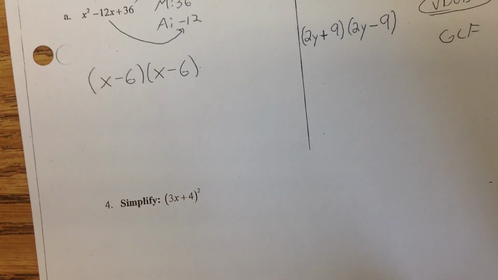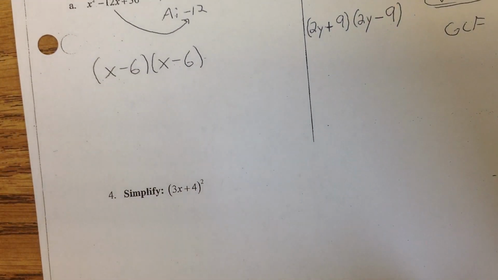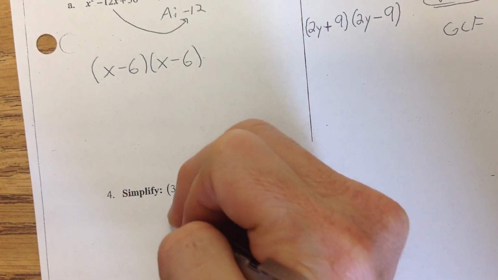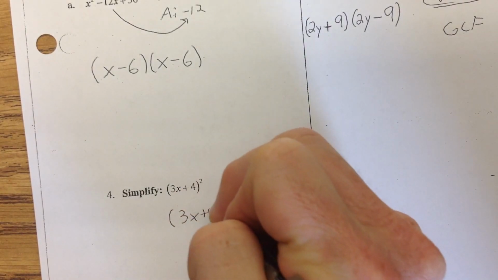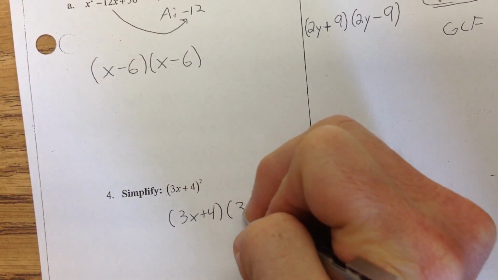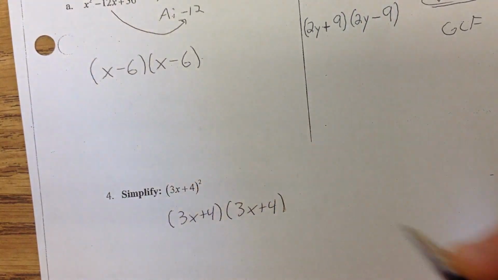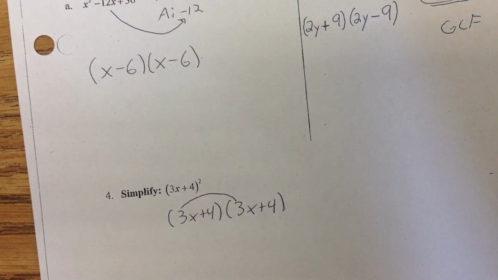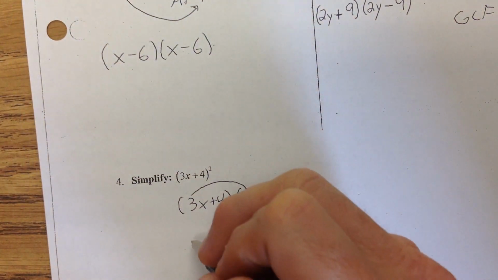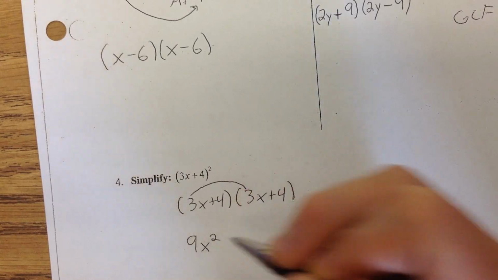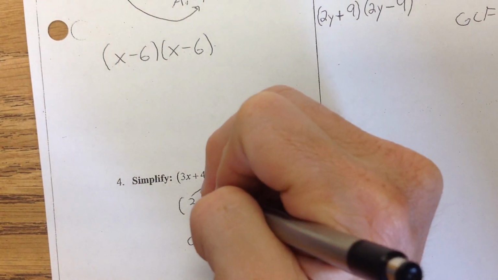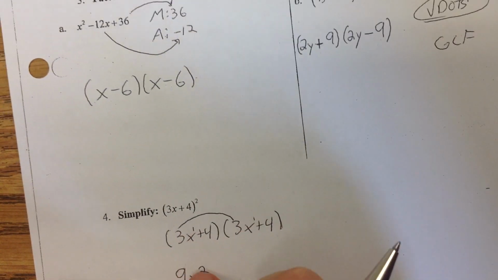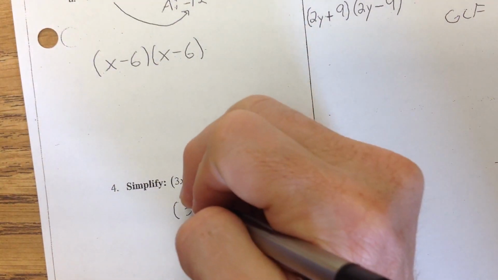Okay, number 4 says to simplify 3x plus 4 squared. So what you have to remember is that 3x plus 4 squared is really 3x plus 4 times 3x plus 4, and then we're going to have to do our double distribution. So we start with this one. 3 times 3 is 9. X times x is x squared. Again, because x to the first times x to the first, you add the exponents. That's where we're getting the x squared from.